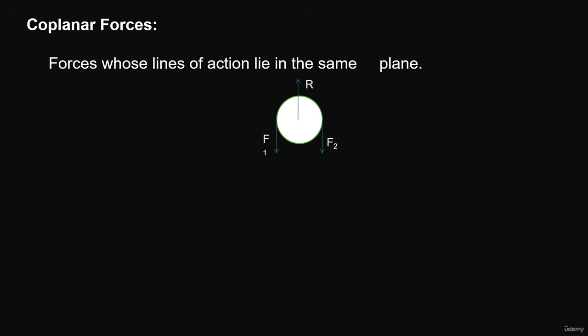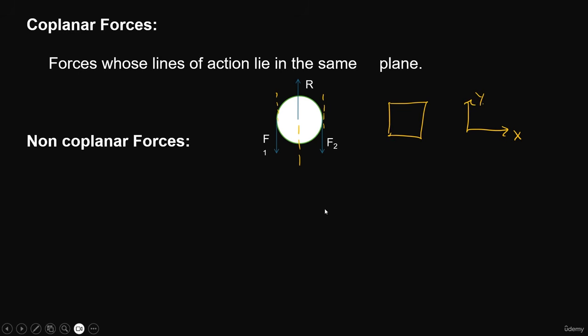To begin with, we start with coplanar forces. As mentioned earlier, the lines of action of coplanar forces lie in the same plane. Here you observe that the line of action of R, as well as the lines of action of F2 and F1, are lying in the same plane. That would be the XY plane. This is the x-axis and this is the y-axis, so within the XY plane we are able to find them.